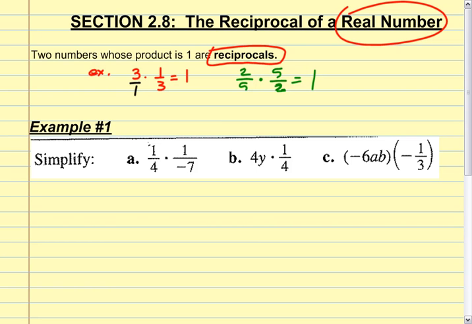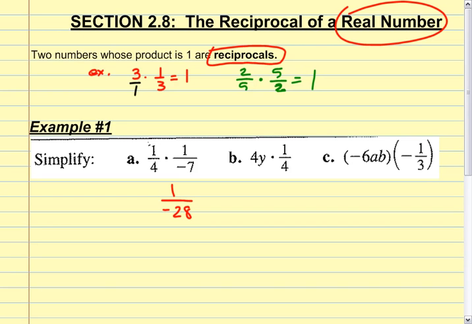Okay? So, quickly tell me. It says simplify. Oh, look, we're multiplying fractions. What's this first one? 1/4 times 1 over negative 7. 1 over negative 20. Okay, I'm going to call on some people.